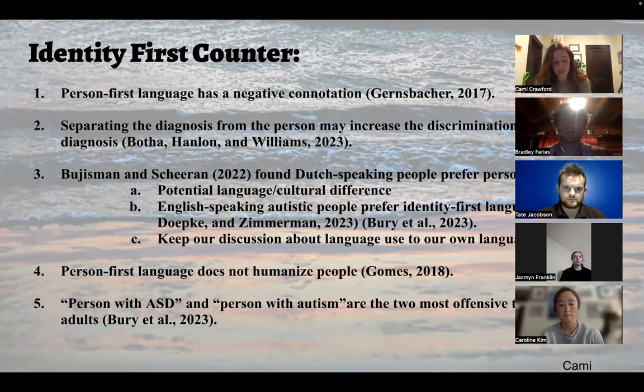And fifth, the Berry et al. study that I referenced earlier found that autistic people rated the terms person with ASD and person with autism as two of the most offensive terms rated in their study. And these are common person-first terms used when discussing autistic people.